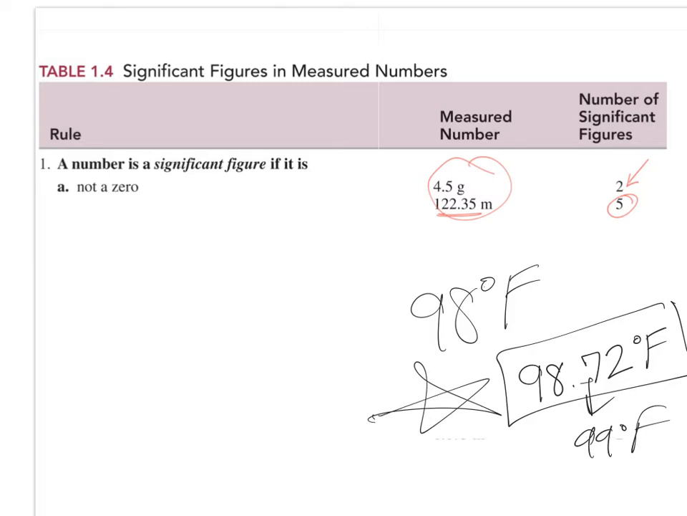And that same rule is going to apply when you use the thing called the balance in lab. You're going to write down all the digits that's given because it's electronic.